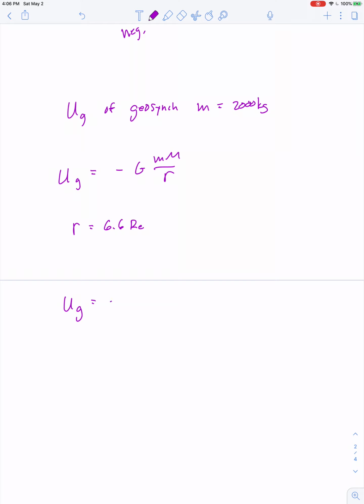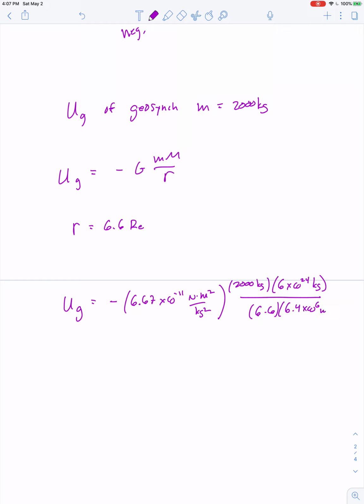The gravitational potential energy is negative 6.67 times 10 to the negative 11th newton meter squared per kilogram squared, multiplied by 2,000 kilograms, multiplied by 6 times 10 to the 24th kilograms, all divided by 6.6, multiplied by 6.4 times 10 to the 6th meters. Let's look at our units.